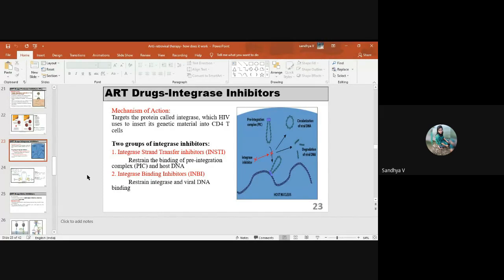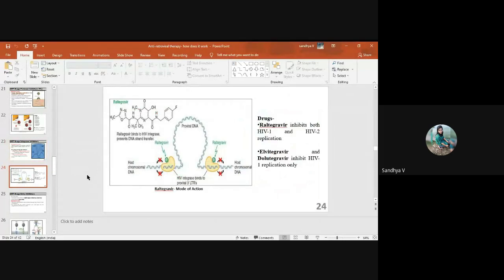Integrase binding inhibitors directly target the integrase enzyme. As you can see, raltegravir inhibits both HIV-1 and HIV-2 replication. In this picture, as I already said, this is the strand transfer mechanism. It targets the position where the proviral DNA gets integrated into the genome, so raltegravir does not allow the proviral DNA to integrate. The proviral DNA is the transcribed viral DNA; once it integrates into the genome, it is called proviral DNA.